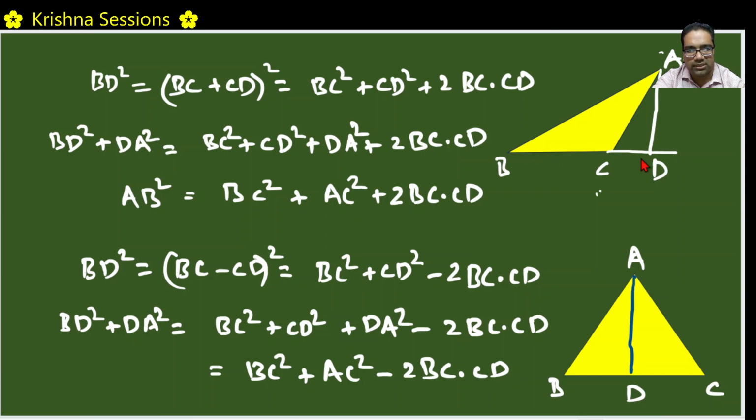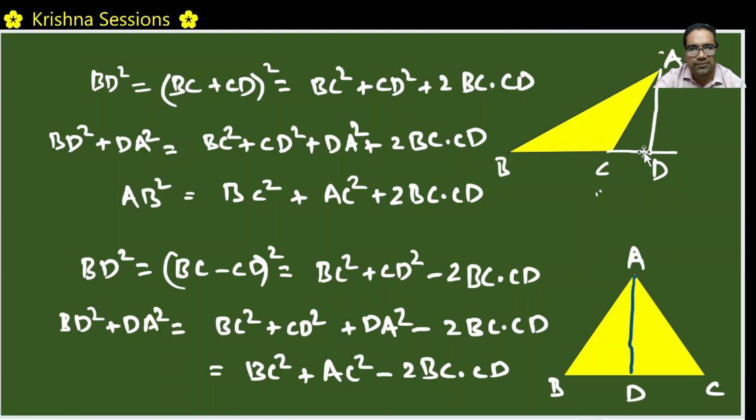For example, extend the base BC, and from the point A, let's draw a perpendicular which is meeting this at D. Right, this angle CDA is a right angle. Now let us see this BD. What is BD? BD is BC plus CD.